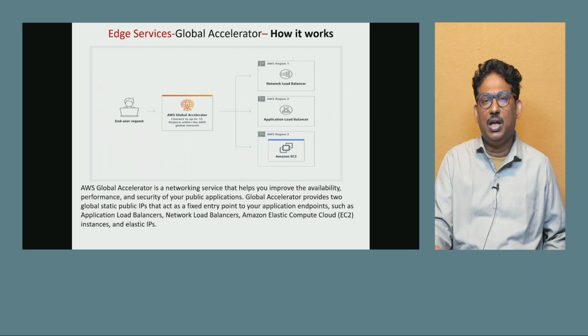It can connect up to 10 regions globally. Once connected, the different applications can be activated from these regions. For example, in region 3 we activated the Amazon EC2, in region 2 the application load balancer, and in region 1 the network load balancer. So AWS Global Accelerator is a network service that helps to improve the availability, performance and security of your public applications. The Global Accelerator provides two global static public IPs that act as fixed entry points to the application endpoints such as application load balancers, network load balancers, Amazon Elastic Compute Cloud (EC2) instances, and Elastic IPs.